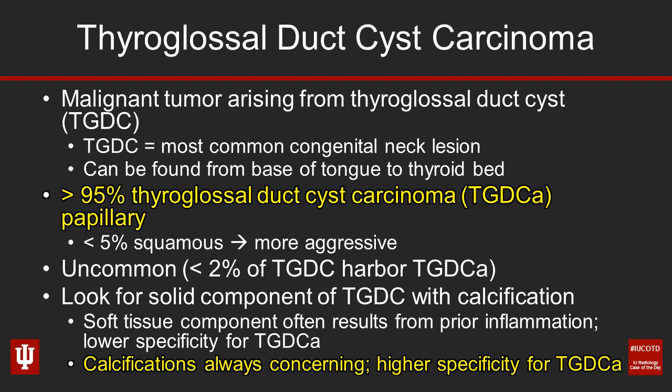So again, just to rehash to make sure everyone is on the same page, look for soft tissue. If you see soft tissue component with it, you certainly need to have some suspicion. Just know that the specificity is lower than if you see calcification. If you see calcification, that is always concerning for the thyroglossal duct cyst harboring a thyroglossal duct cyst carcinoma.